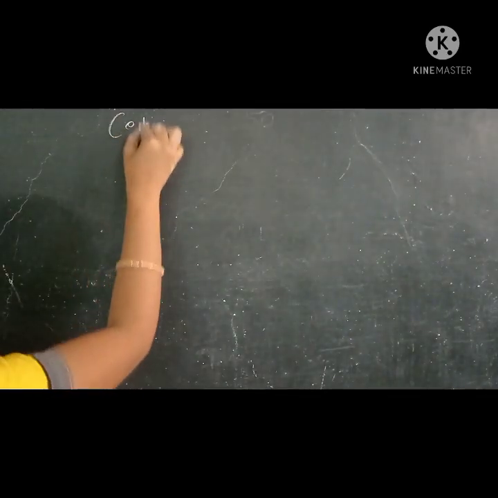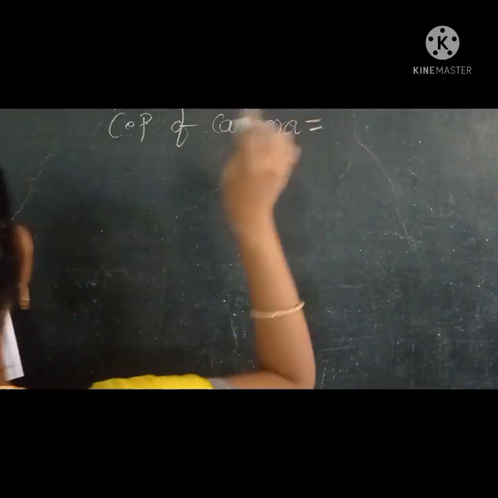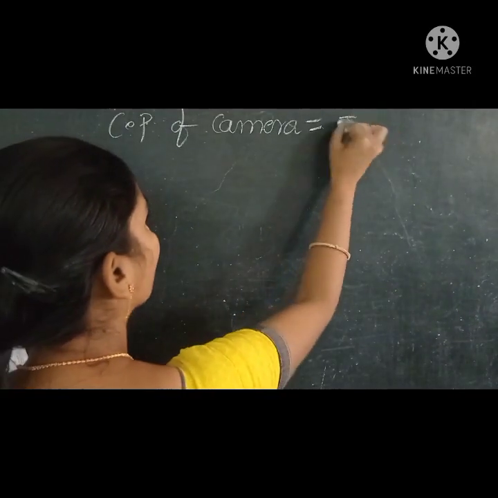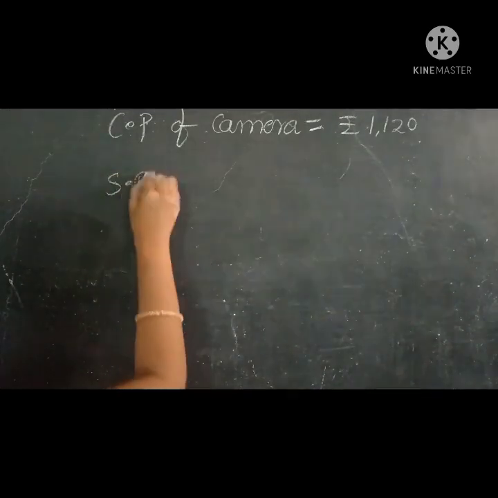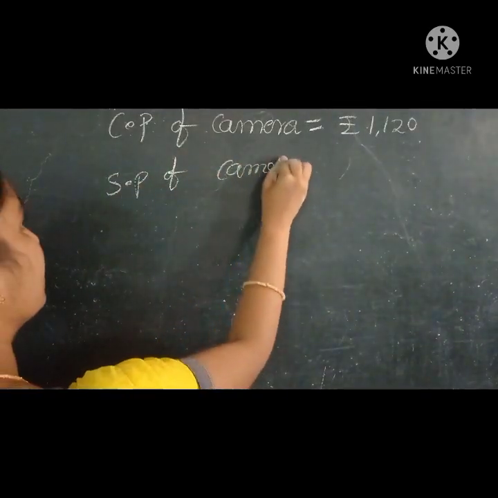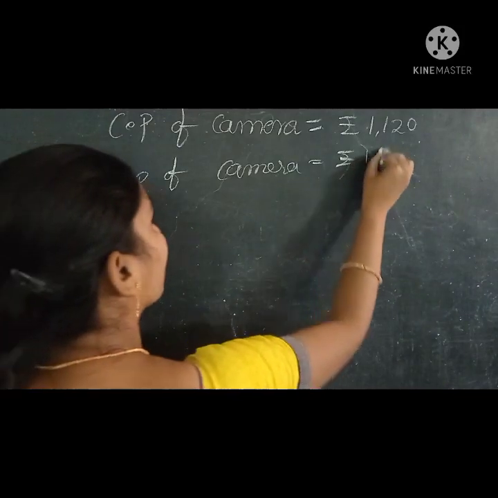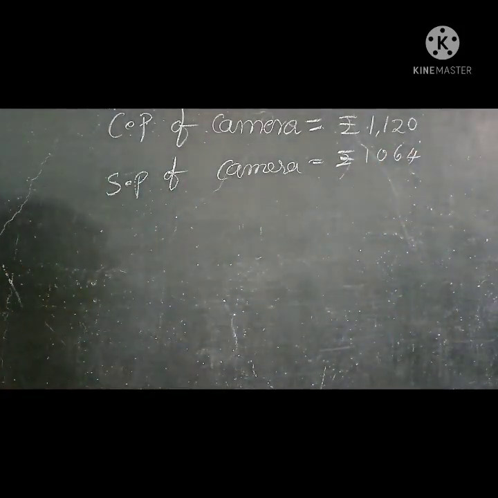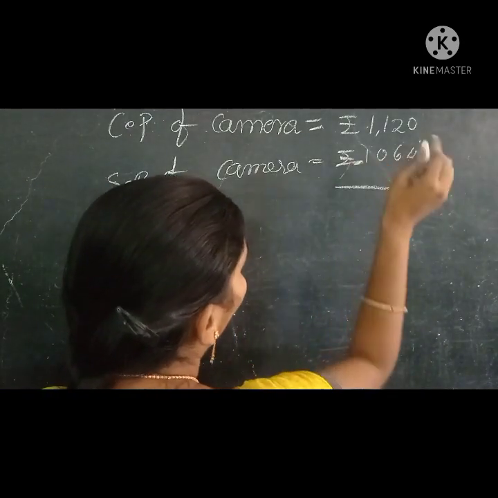Cost price of camera is equal to rupees 1120. Next, selling price of camera is equal to rupees 1064. So find the loss percent. Already they gave, find the loss percent. So first we have to find out the loss, how much rupees of loss. Okay, here do the minus.